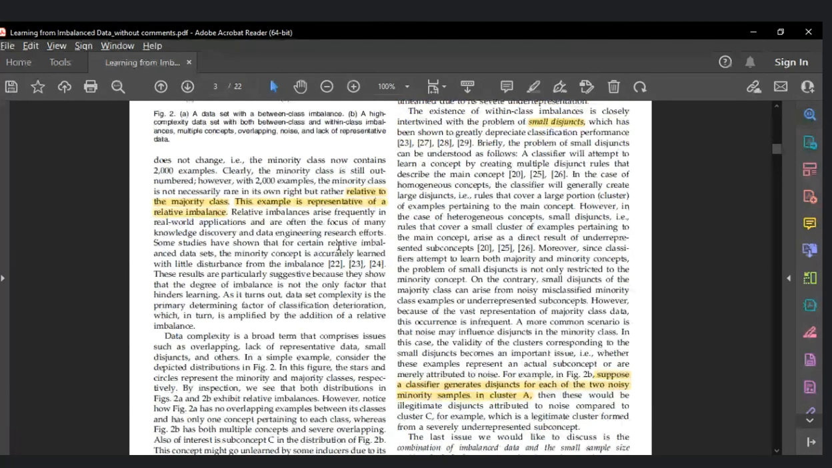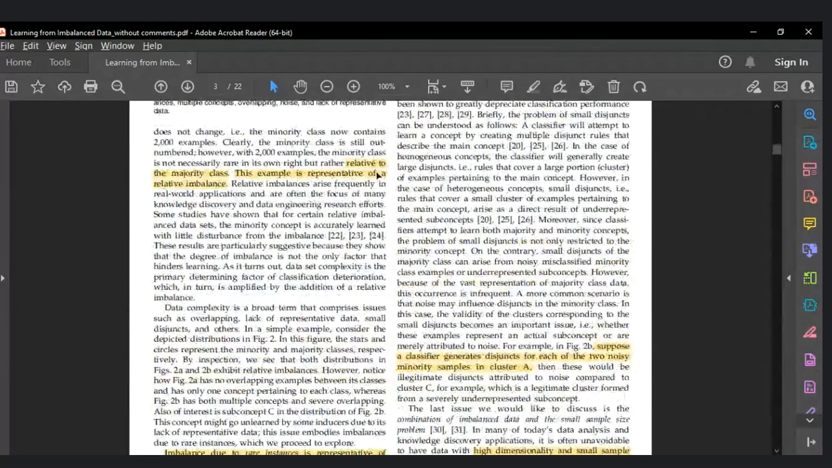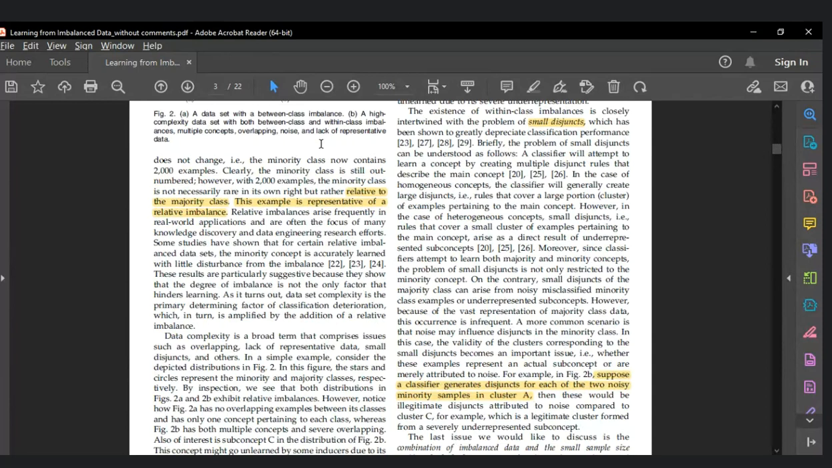Two more concepts that were covered are relative and absolute rarity. The imbalance in the data set is either due to relative rarity of the minority class, or due to absolute or rare instances. The relative case is basically saying that the minority class is still outnumbered, in this case with only 2,000 examples. It's not necessarily rare in its own right. If there are 100 majority class examples and 10 minority class examples, and you double the number of majority examples, your minority examples would also increase twofold, so there's a relative increase. That's why the notion of relative exists here.